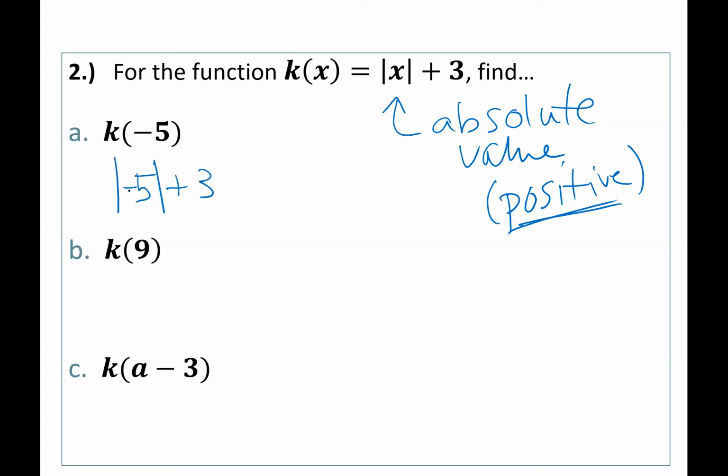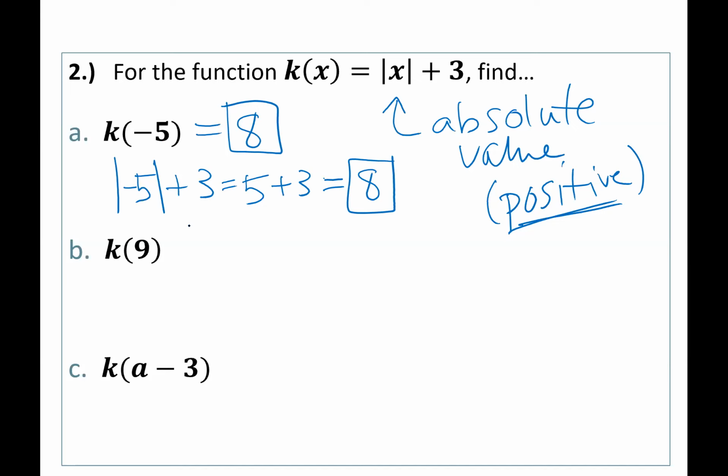So instead of absolute value of x plus 3, we have absolute value of -5 plus 3. The absolute value of -5 is 5, because remember, absolute value is positive. Distance from 0, always positive. And then we just simplify. 5 plus 3 is 8. That's it. So our function value here is 8. So what this means is when x is -5, y is 8. And now we'll just do a couple more.